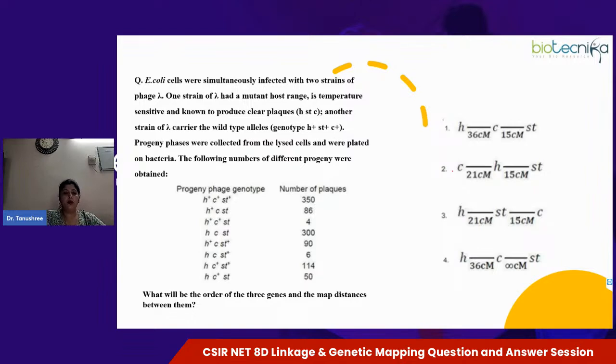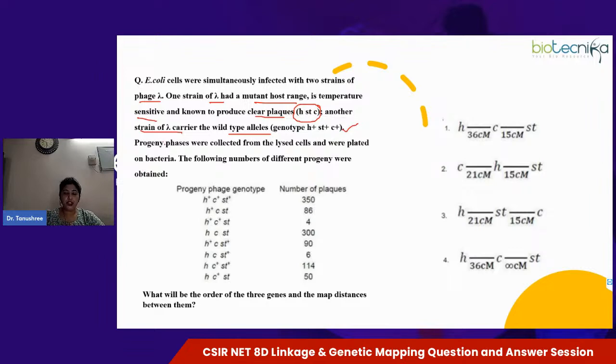Now moving over to another question, and here the question is about the distance between the genes. It is mentioned that Escherichia coli was simultaneously infected with two strains of phage lambda. Phage lambda is a bacteriophage, a bacteria-eating virus. One strain of lambda had a mutant host range, is temperature sensitive and is known to produce clear plaques, and this is the genotype given. Another strain of lambda carried the wild type alleles, so the genotype is mentioned for that also.